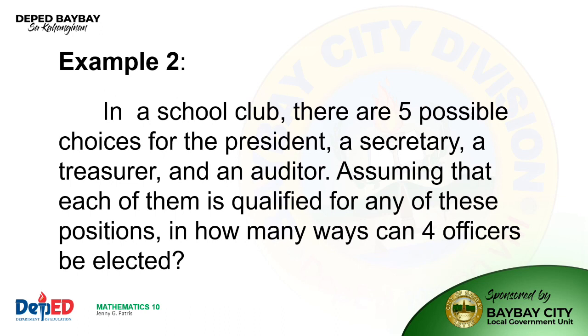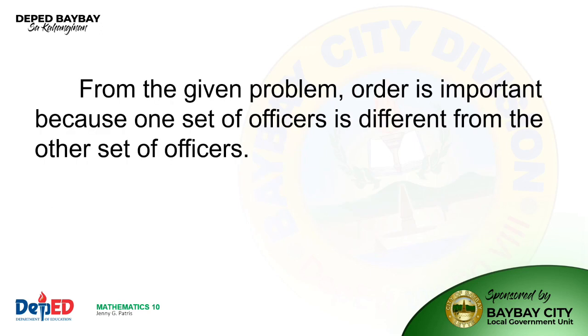Example 2. In a school club, there are 5 possible choices for the president, a secretary, a treasurer, and an auditor. Assuming that each of them is qualified for any of these positions, in how many ways can 4 officers be elected? From the given problem, order is important because one set of officers is different from the other set of officers.